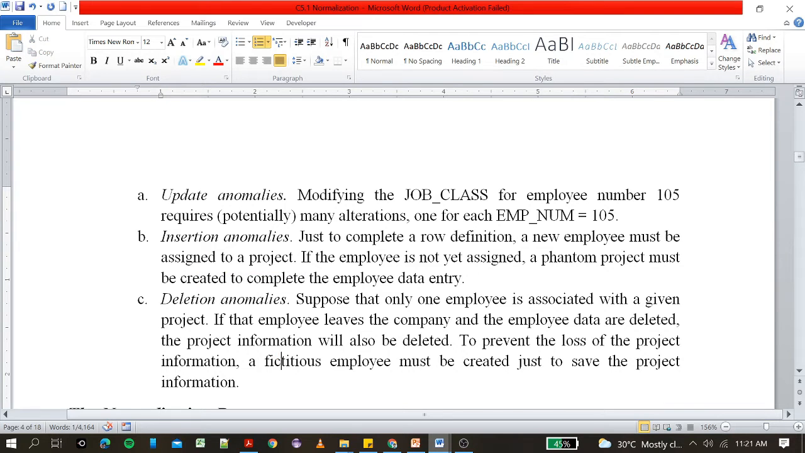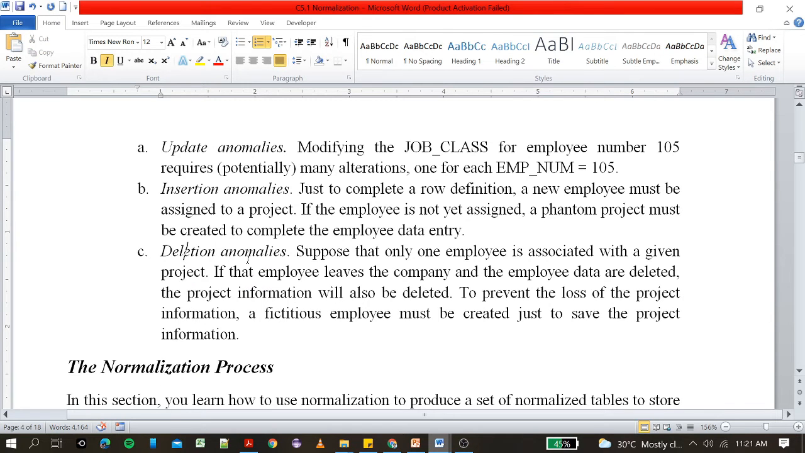Okay? Then, we have the deletion anomalies. So sa deletion, ito yung pag nag-delete tayo ng data dun sa ating table. Suppose that only one employee is associated with a given project. If that employee leaves the company and the employee data are deleted, the project information will be also deleted.